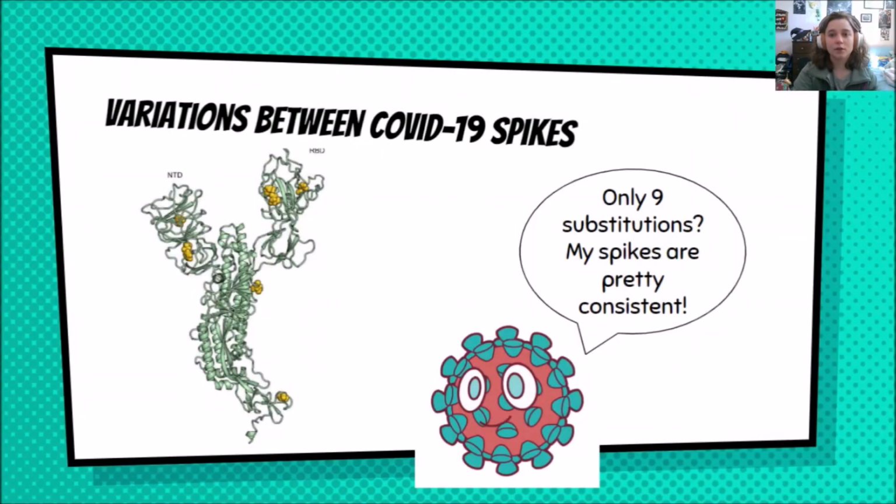The researchers also looked at how the spike protein varied between 61 COVID-19 patients. So how much does it vary from itself? They only found 9 amino acid substitutions, and they believed that most of them would have little to no effect on the protein's structure or function.